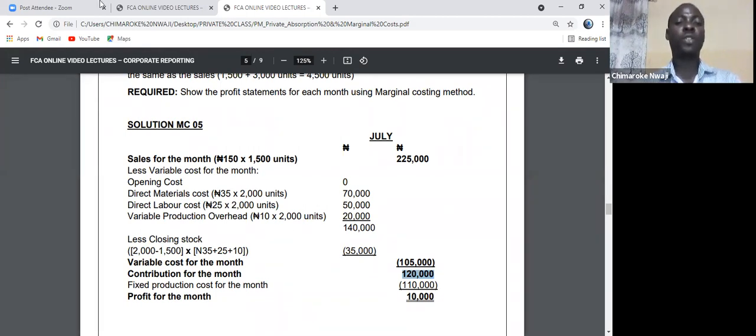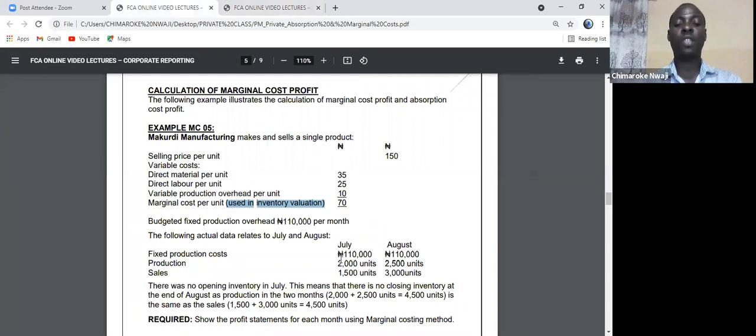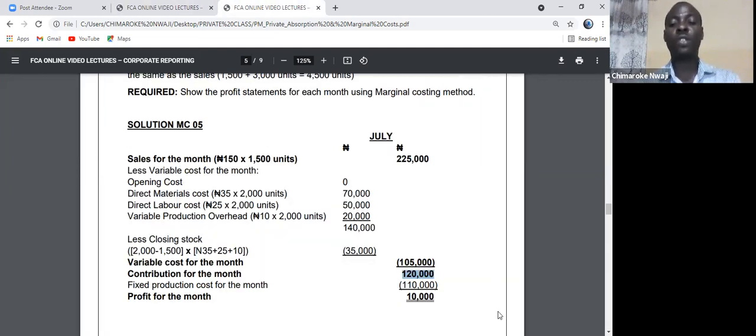Then your fixed cost. We were told that the fixed cost here is 110,000. So we throw it into the solution, 110,000. When you remove it from 120, your profit for the month is 10,000 naira. So you see here, it is not difficult for you to produce a marginal costing profit statement. It's not difficult.